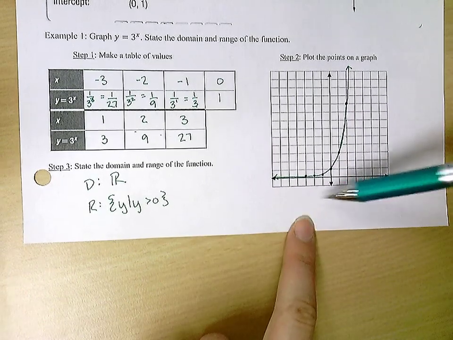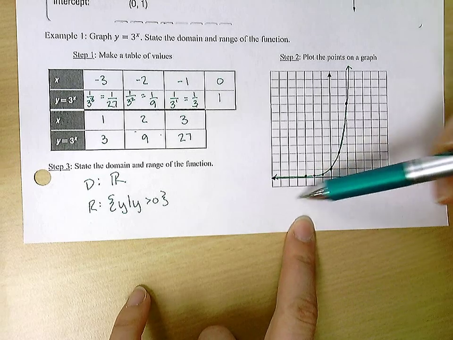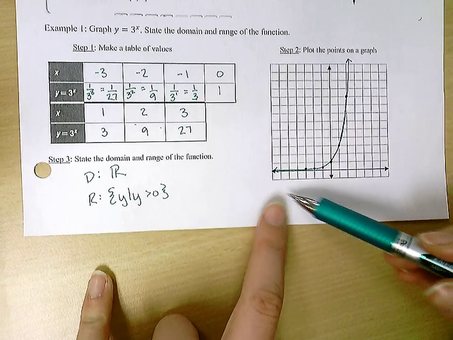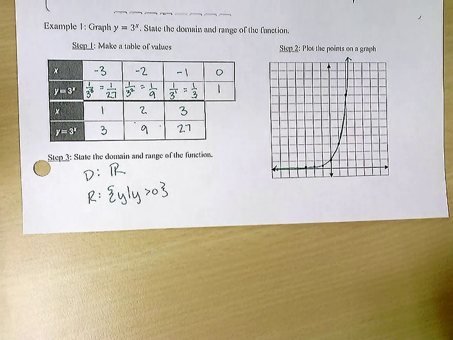Now, if I had a line that was down here and then went up, I would say it has to be greater than negative 3 or something like that. So wherever your asymptote is, that's where your range gets cut off. Make sense? All right.